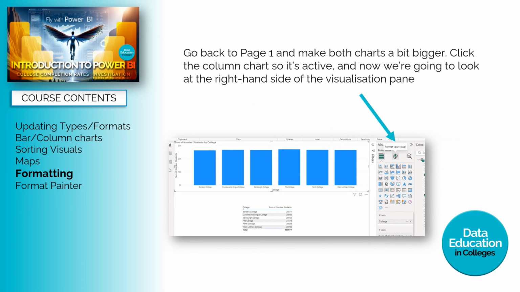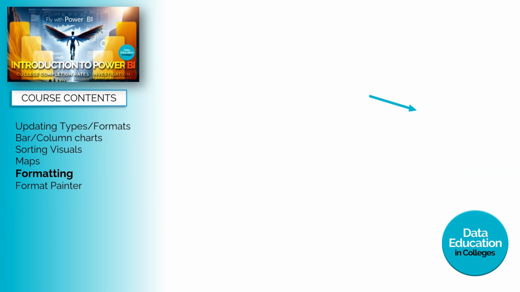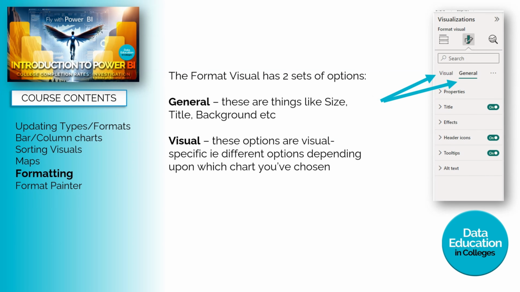So go back to page 1, make them both a bit bigger, and activate the column chart. And now we're going to look at the second part of the visualization pane called format. Loads and loads of options. Split into 2 sections, general and visual. General is your non-visual specific, so title, background, border, things like that. And the visual options change depending on what you've picked.